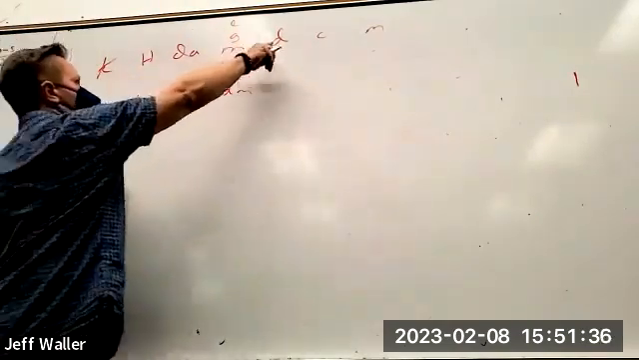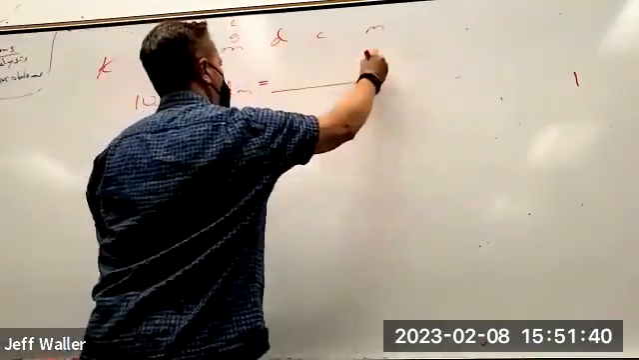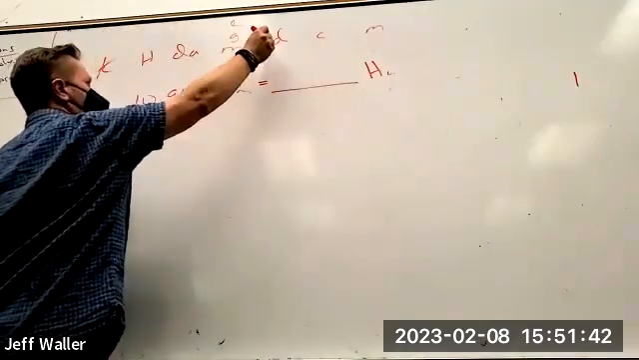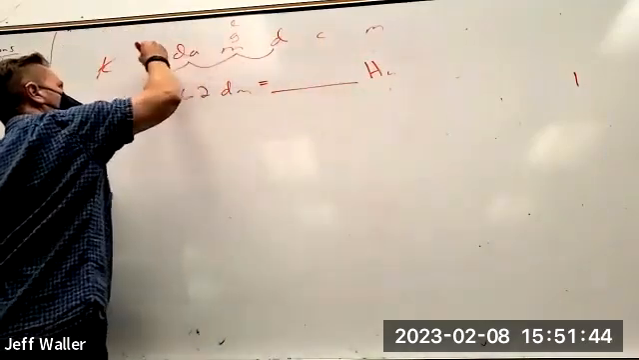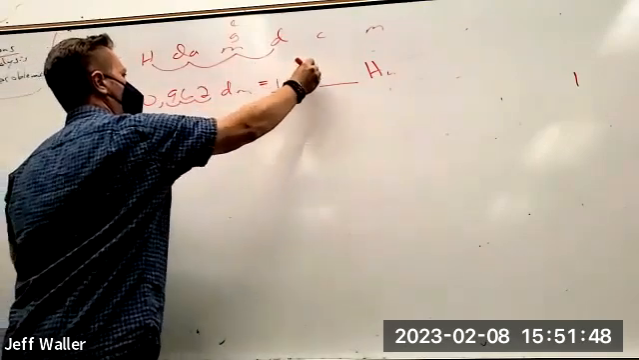So if I want to go from decimeters to hectometers, all I've got to do is count: 1, 2, 3. 1, 2, 3. Done.